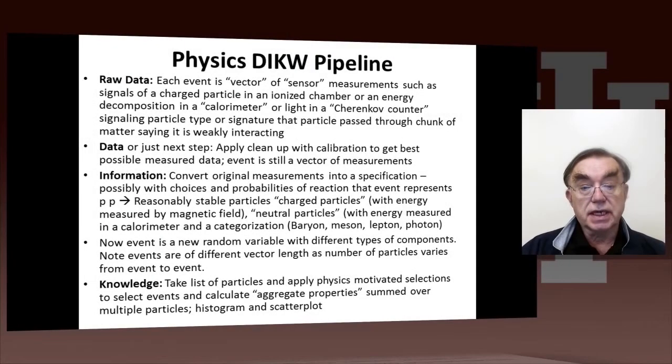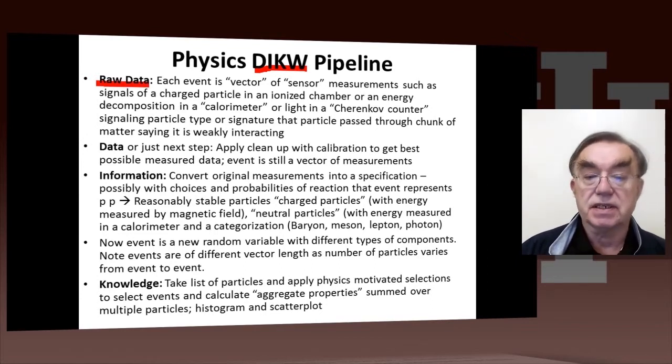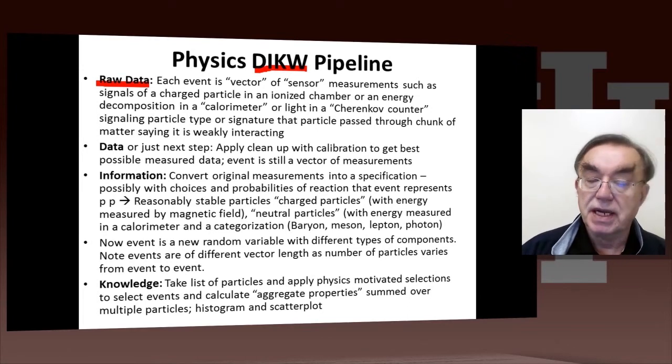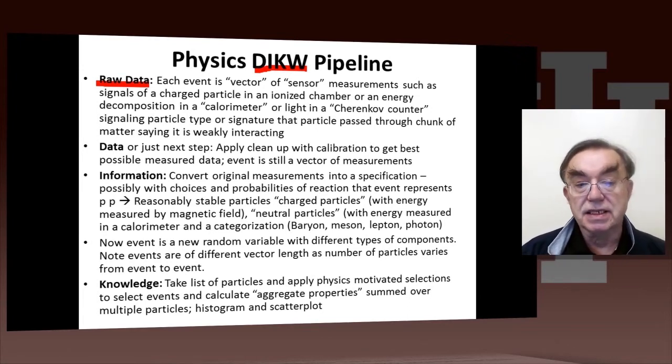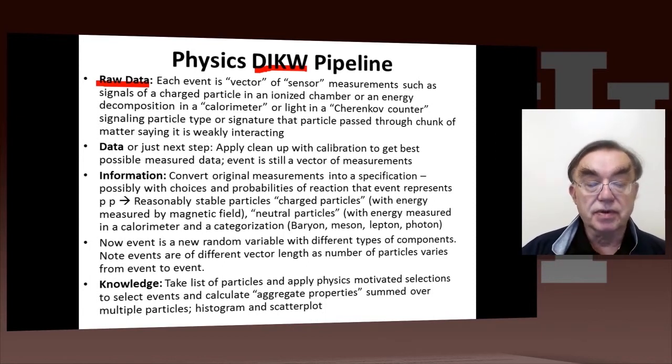So here is this DIKW pipeline in more detail for physics. The raw data is what you produce when the protons collide. It's a collection of sensor measurements, because that big experiment we saw for Atlas is just a whole bunch of sensors measuring the signals of charged particles in the detection devices, or the energy deposited in a so-called calorimeter, or the light given out in a Cherenkov counter.